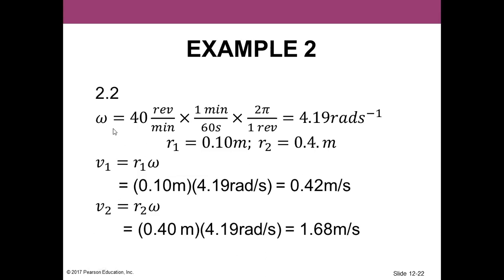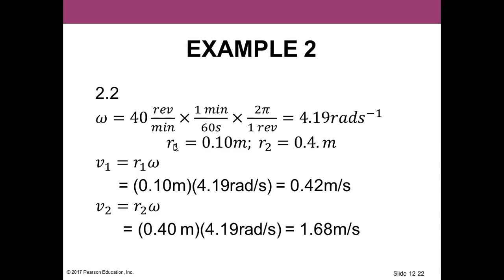So what we do now is convert the angular velocity, which is given in revolutions per minute. We know that 1 revolution is equivalent to 2 pi radians, and that a minute is equivalent to 60 seconds. This is how we convert revolutions per minute into radians per second. And then we get the answer of 4.19 radians per second.